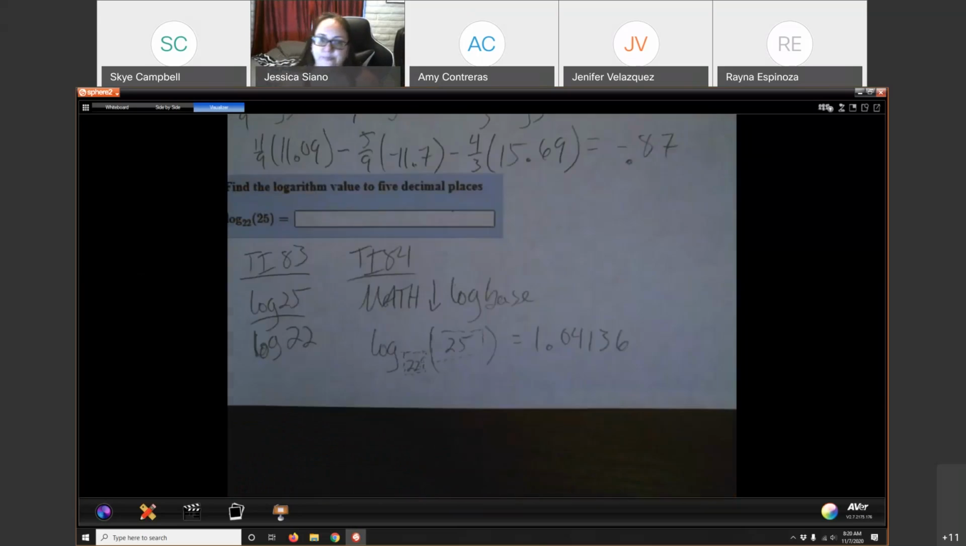Okay. I like the log rules, but I think they're pretty easy to work with as long as you can remember their relationship to the exponent rules. Once you start making those connections, these rules are pretty easy to apply.